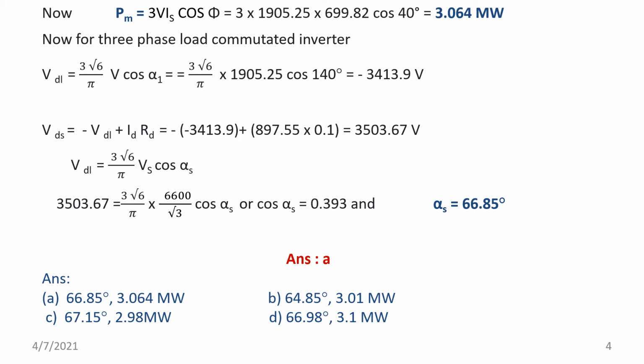This V_DS source side equation is equal to 3 root 6 by pi into V_S into cos of alpha S. So I have substituted all the values except alpha S. If I substitute and simplify, cos alpha S becomes 0.393 and alpha S is equal to 66.85 degree. So if I compare the results with the 4 options given in the question, option A is the correct answer, 66.85 degree, 3.064 megawatt. So the answer is A.